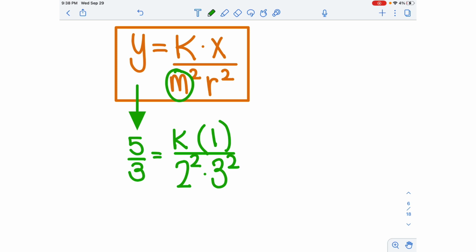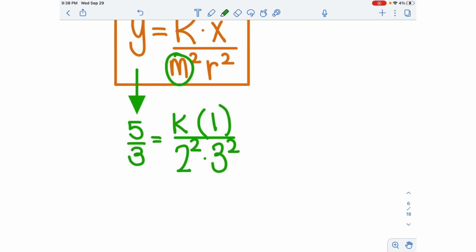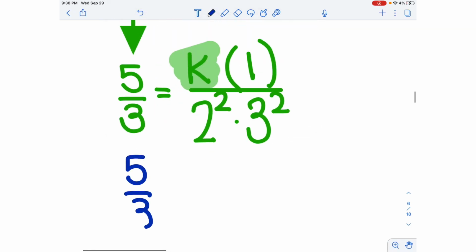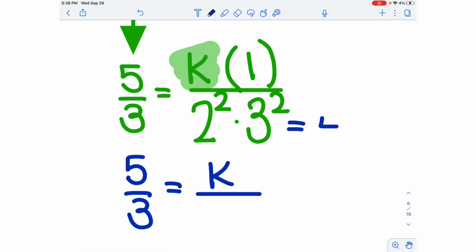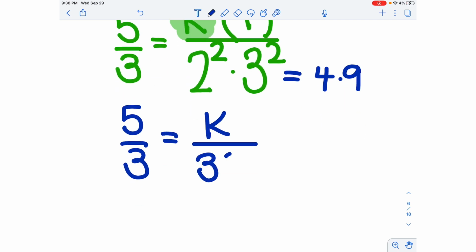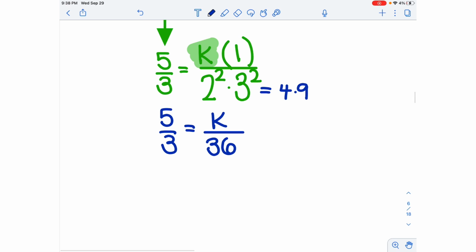So my first job is always to find that K value. Let's simplify a little bit here. We get 5/3. 1 times K on top is just K. 2 squared is 4, 3 squared is 9, and 4 times 9 is 36. So how do we solve for this? Personally, I would cross multiply.